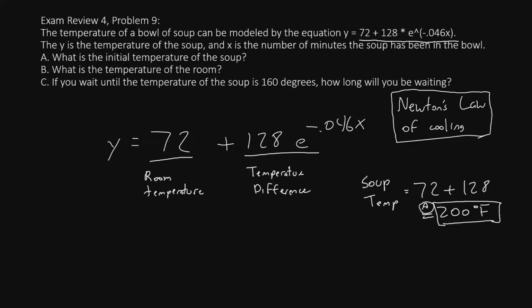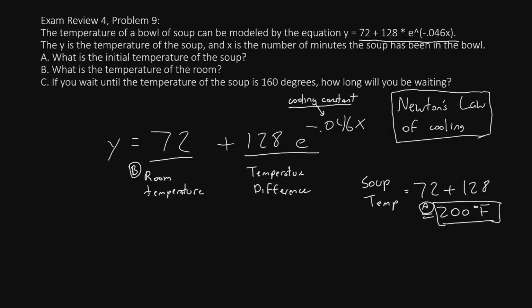Now part B asks for the room temperature. You can read that straight off the equation. It'll be right here, 72. Then in the e term, you'll have a number that is next to x. It tends to be negative, and that is called the cooling constant. If you take chemistry or physics, you might go a little more in depth on how to get this equation. For the purposes of MAT 171, most likely they'll give you the equation directly.